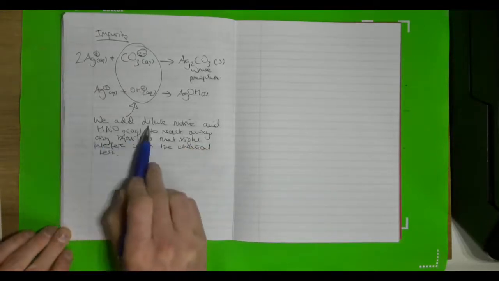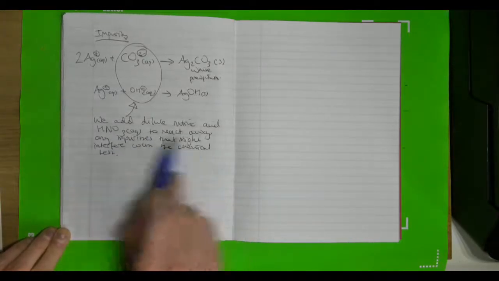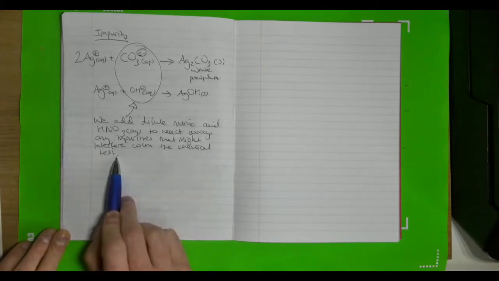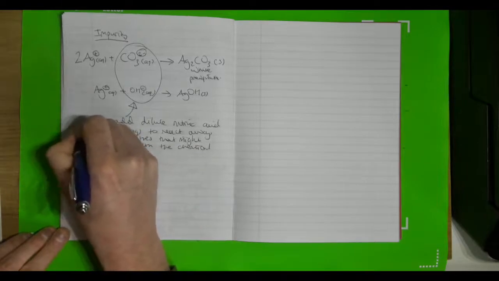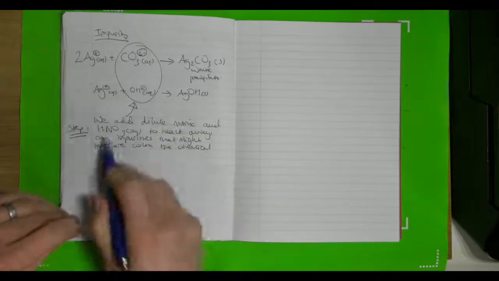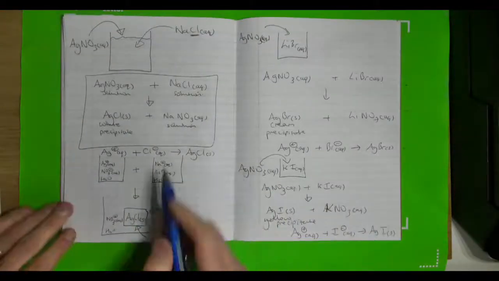So we add dilute nitric acid, HNO3 aqueous, to react away any impurities that might interfere with a chemical test. So that's what we need to do first. That's our step one. So step one is to add dilute nitric acid to react away any impurities. Step two is to add the silver nitrate.